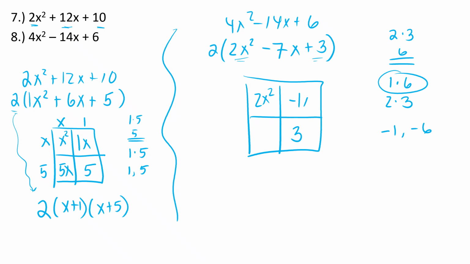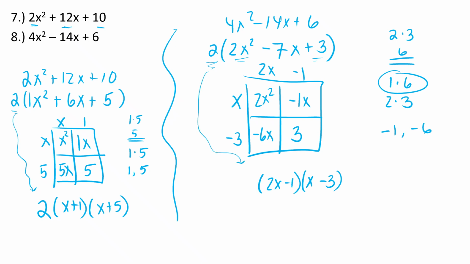So we'll have negative 1x and negative 6x, and then I'm going to GCF factor this way. 2 and 1 don't have anything in common. X squared and x, the greatest common factor is x. X times 2x will give me the 2x squared. X times negative 1 would give me the negative 1x. And what do we have here? Negative 3. So negative 3 times negative 1 would give me the positive 3, and 2x times negative 3 gives me the negative 6x. So my base is 2x minus 1. My height is x minus 3. And don't forget that GCF.